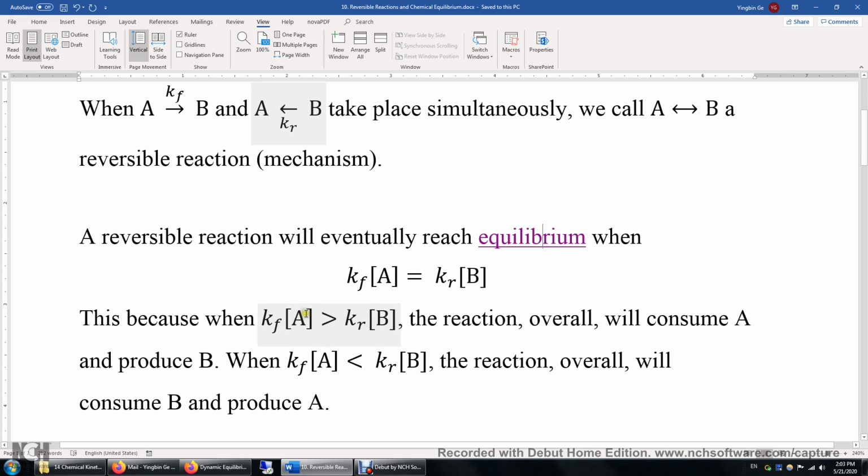If K sub F times A is greater than K sub R times B, then overall the reaction is moving forward, A is consumed, B is produced. If K sub F times A is less than K sub R times B, that means overall the reaction is moving backward. B is consumed and A is produced.